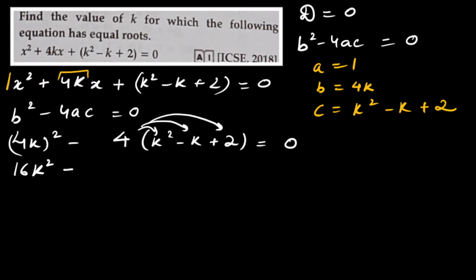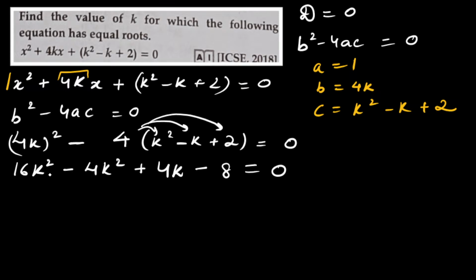Whenever something is written outside the bracket, you have to multiply it with each and every term inside the bracket. So 4 into k square is 4k square. Whenever minus is outside the bracket, you have to change the inner sign. So minus is outside, this minus will be changed to plus because minus into minus is plus. 4k, again this minus is there, minus into plus is minus, so this sign also will be changed. You can just remember minus outside means inner sign you have to change. This minus we change to plus, this plus we change to minus. 4 into 2 is 8. This is equal to 0.